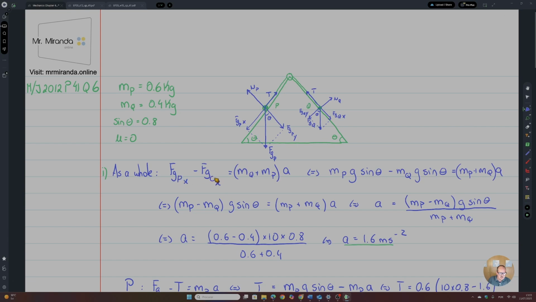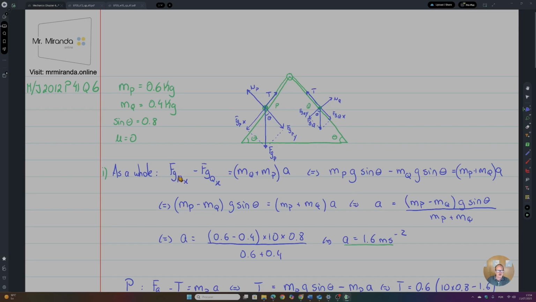So I put this one as being positive. And this is Q. Okay, so Fg of P, x, the horizontal component, minus this one over here, equals the mass of the set, mq plus mp, times the acceleration. Don't forget, the magnitude of the acceleration of P is the same as the magnitude of the acceleration of Q, because they are connected by a light inextensible string. Okay? So all the other forces cancel out if you think of this as a single object. This minus that equals the mass of the object times the acceleration. It's just Newton's second law applied to this as a single object.